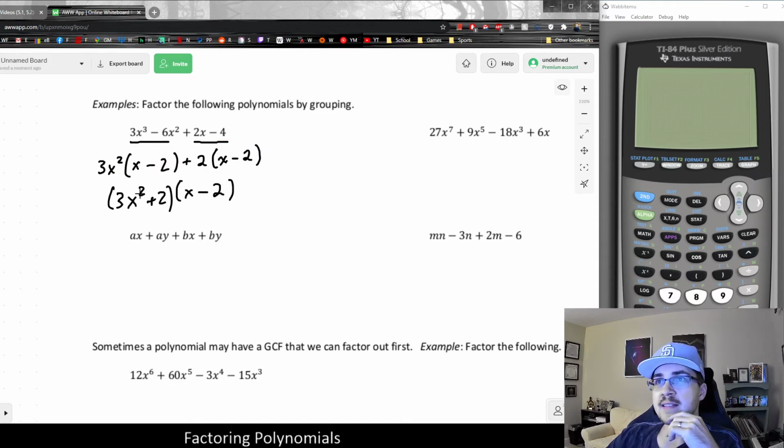But again, this makes sense because if I were to multiply this out, I'd have 3x squared times x and 3x squared times minus 2, which is this part, and 2 times x and 2 times negative 2, which is this part. And you can see why we call this reverse foiling, because it's starting with 4 terms, which is always the result of a FOIL. It's putting them back into 2 groups of 2. And there we have it. Now we are finished with our factorization by grouping.